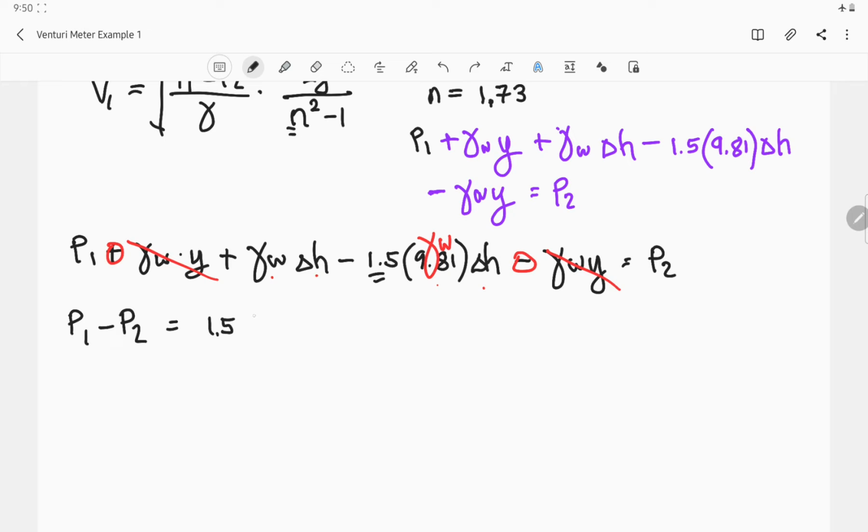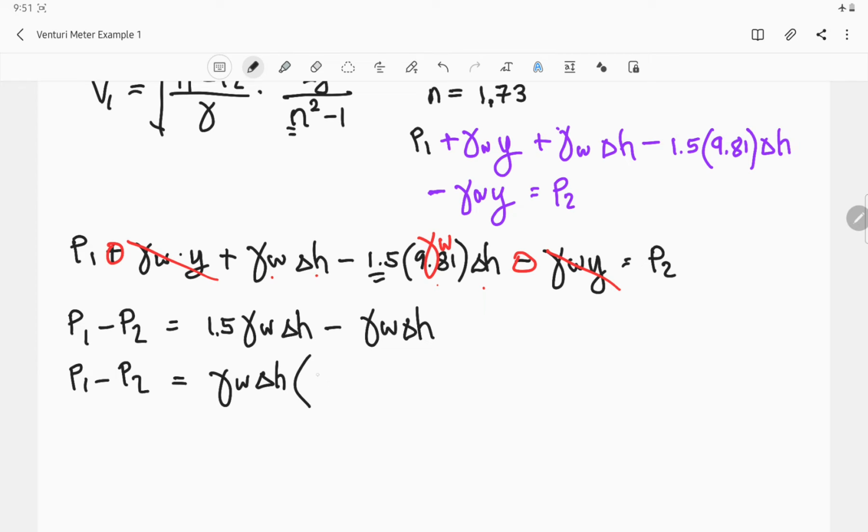1.5 gamma of water delta H minus gamma of water delta H. Okay, do you follow? So furthermore, we can simplify the equation as gamma of water delta H times 1.5 minus 1.